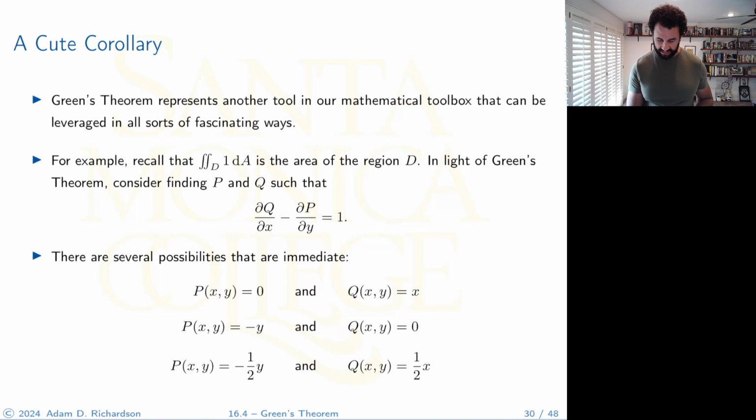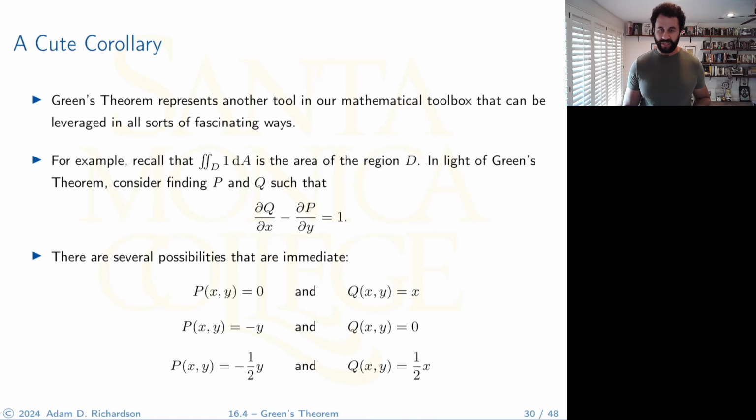There are some possibilities that are immediate. So for example, we could set P equal to 0 and Q equal to x. Then this will certainly be equal to 1. We could also set P equal to negative y and Q equal to 0, and then again, you will get 1. Or you could do a half and half thing. You could set P equal to negative half y and Q equal to half x, right? And those would all be solutions to this equation right here.